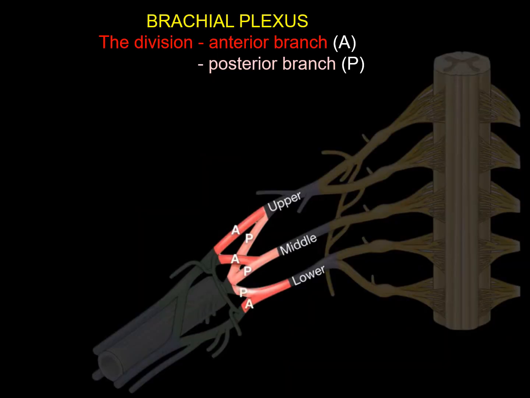Each trunk divides into anterior and posterior divisions. They lie behind the clavicle. The trunks of the brachial plexus divide to form the cords. Three posterior divisions form the posterior cord, two anterior divisions form the lateral cord, and one anterior division forms the medial cord.